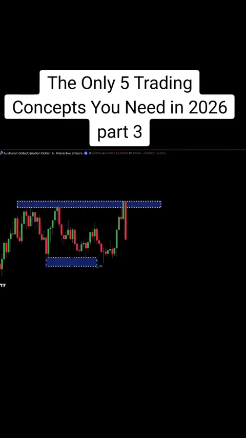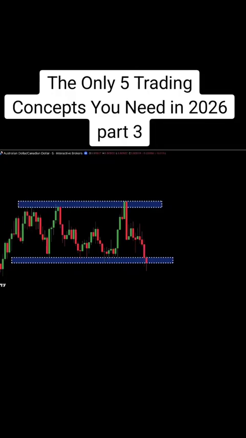Next you mark resistance at the top of the range, support at the bottom of the range. These levels are respected multiple times, which confirms the range. Inside the range, you do nothing. All decisions happen at the extremes.